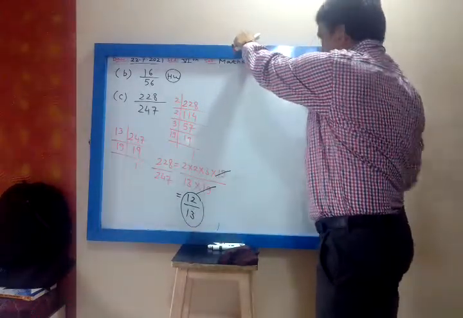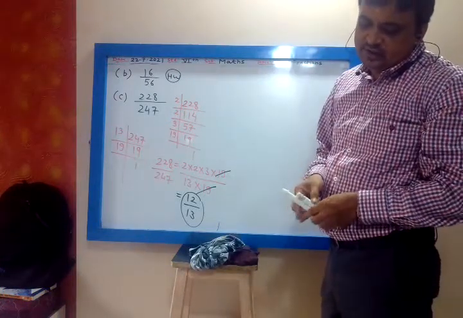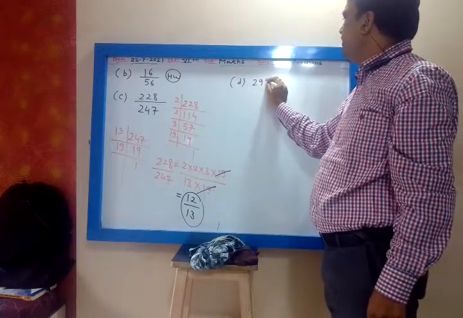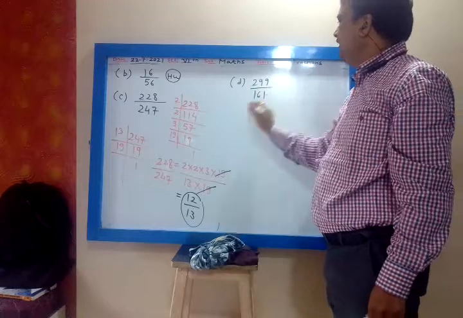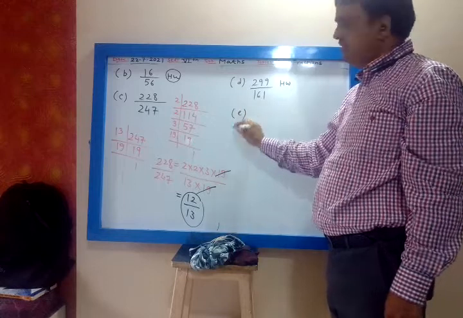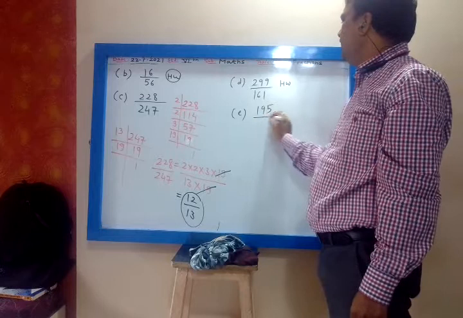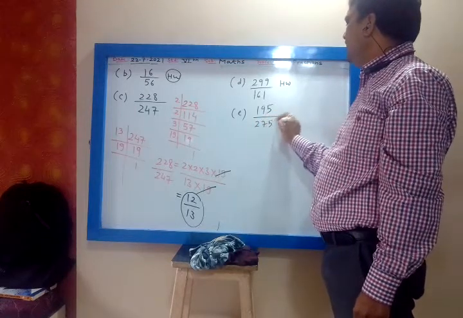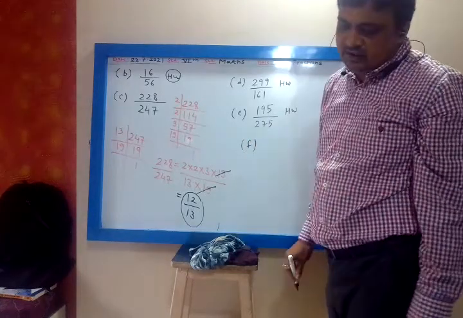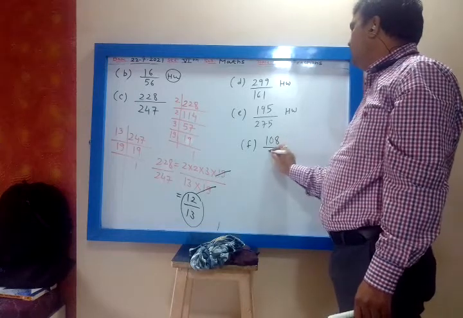So basically lowest term means you have to cancel the common factor. Then D, 299 upon 161. In the same way you will factorize and get the answer. Then E, 195 upon 275. Cancel the common factor of numerator and denominator. Homework. Then F, 108 upon 60.